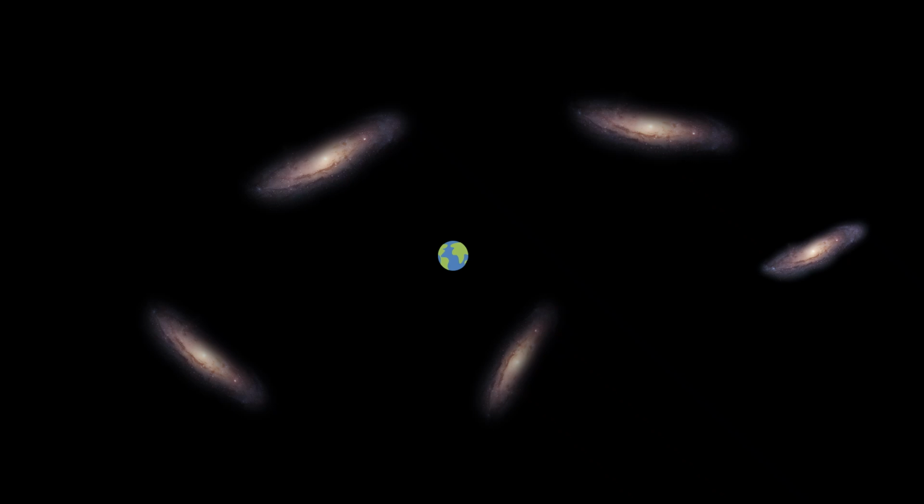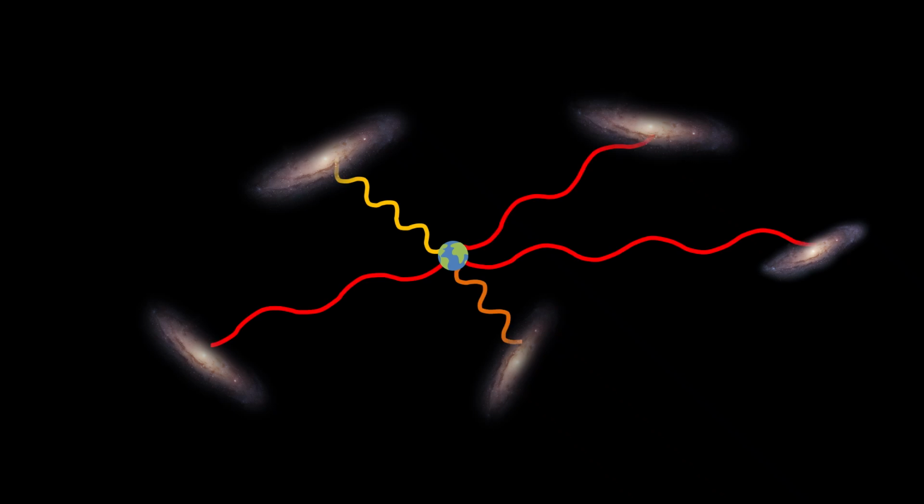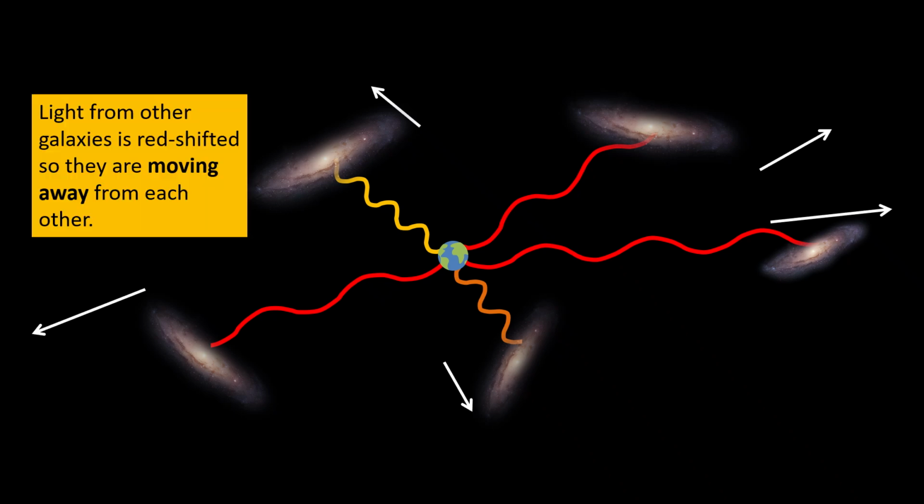Okay, so imagine you're on Earth and you're looking out into the universe. You see all these different galaxies, and you see the light from these galaxies, and you notice all the light from these different galaxies is red shifted. That means these galaxies are moving away. So if you remember, if light is red shifted, that means the wavelength has increased, and the light from all these galaxies is red shifted, so that means they're moving away from us.